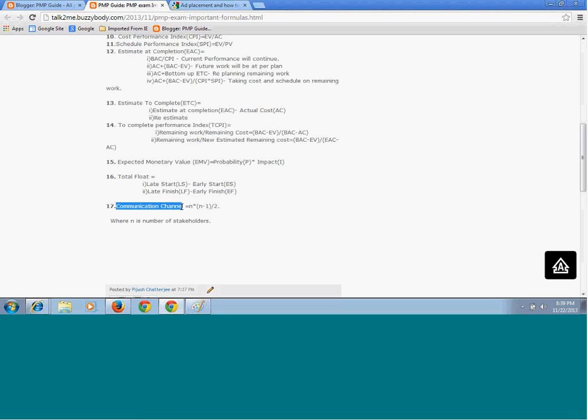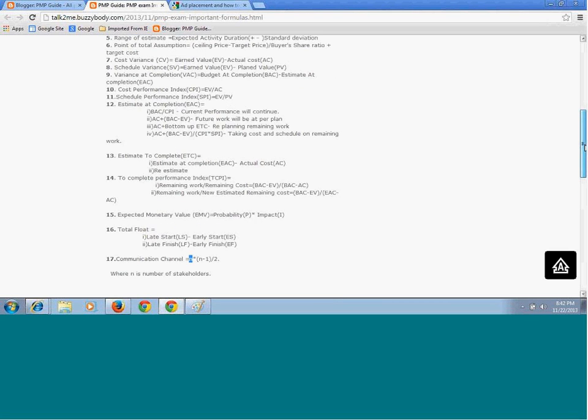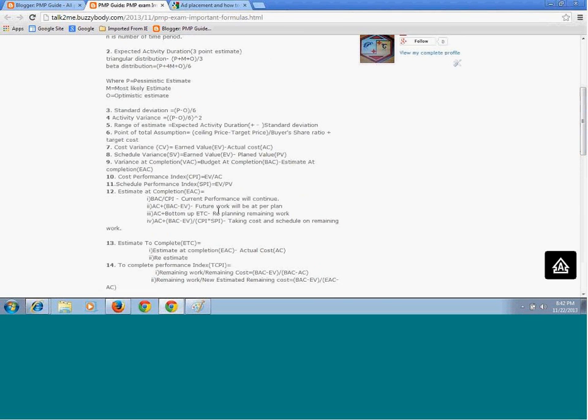For communication channels, how many communication channels you get in your project depends on your number of stakeholders. There is a combinations formula: n times n minus 1, divided by 2, where n is the number of stakeholders. Now let's go back to the cost management formulas.